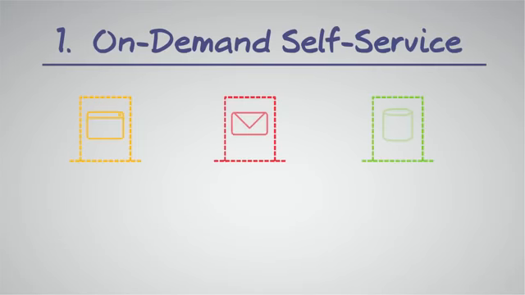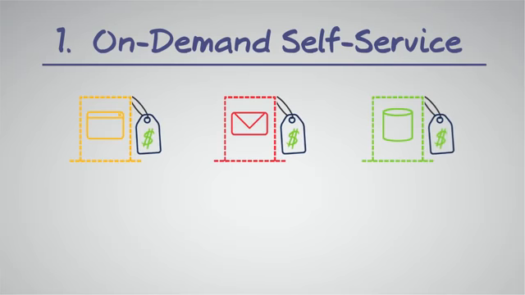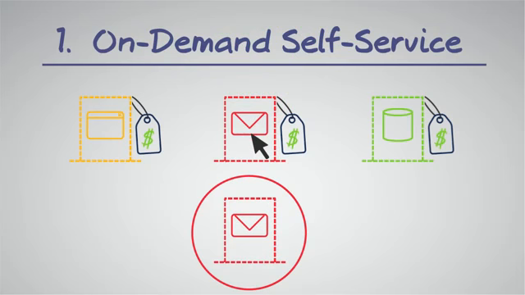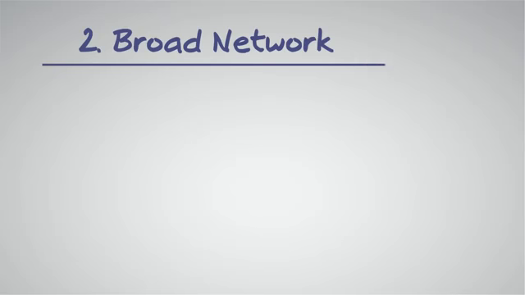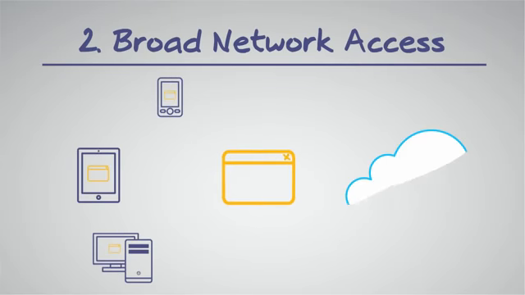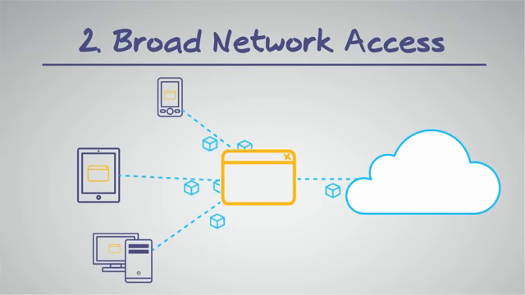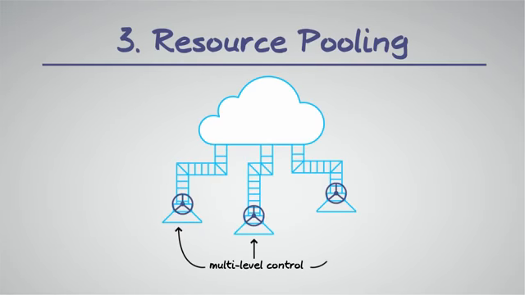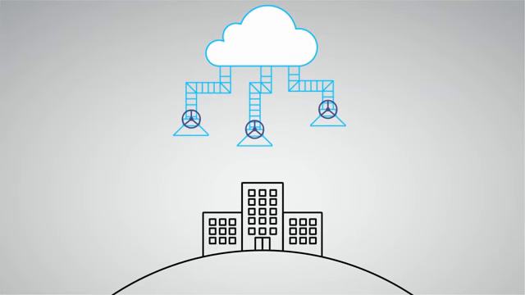First, on-demand self-service. This allows users to quickly and automatically get access to the IT resources that they want without requiring any additional human interaction. Second, broad network access. This is the ability to access a service from any standard device that's connected to the network, including PCs, laptops, mobile phones, or tablets. Third, resource pooling. Compute, networking, and storage are pooled and shared across multiple customers.